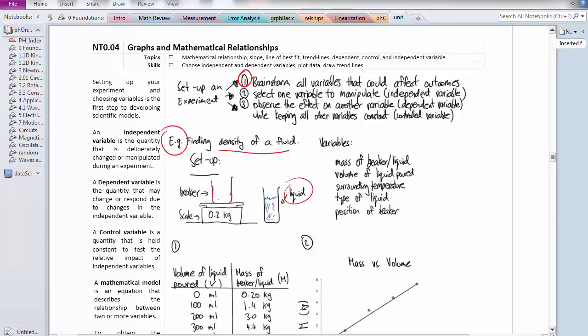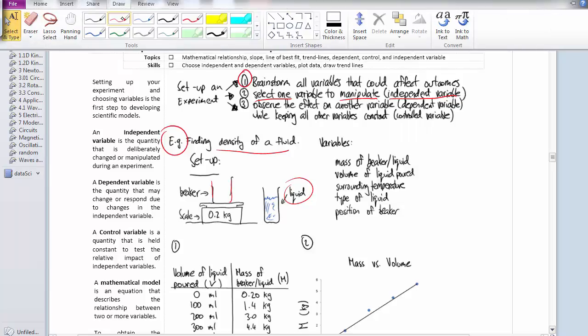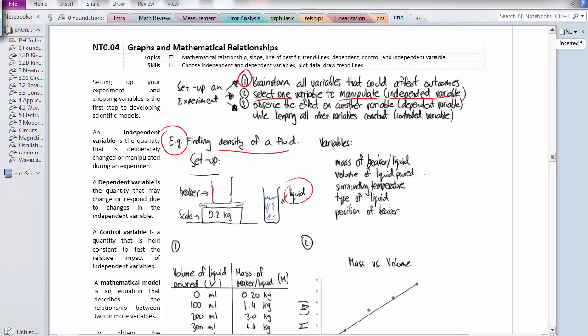Once we've brainstormed everything that could affect the outcomes of an experiment, what we want to do is select one variable to manipulate, and we call this the independent variable. So out of these, we need to say, what are we going to manipulate? Let's say it's going to be the volume of the liquid, because we can control that quite easily by just changing the different volumes and then seeing what the mass will be. So this will be our independent variable.